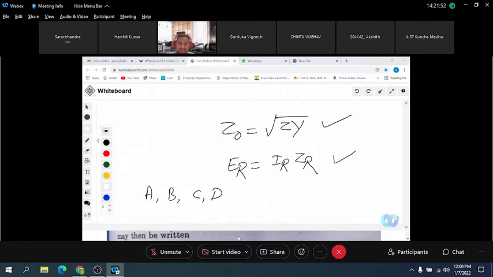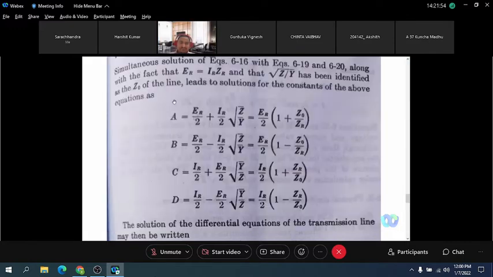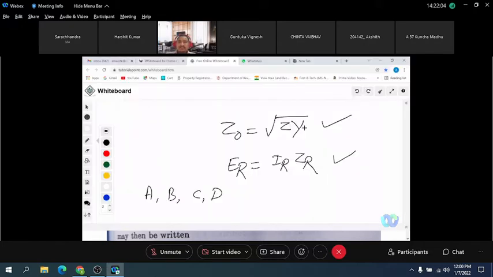So A, B, C, and D will be in terms of Z0, ZR. What I have written, Z0 is not equal to root ZY. This is root Z upon Y. That is Z0. Gamma is equal to root ZY. Gamma is root ZY. Is it correct or not?